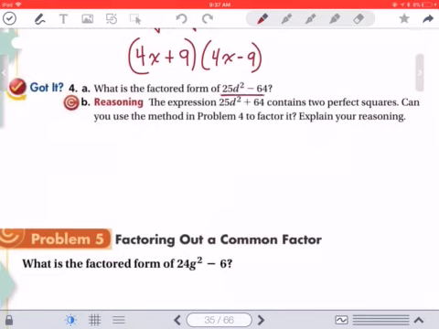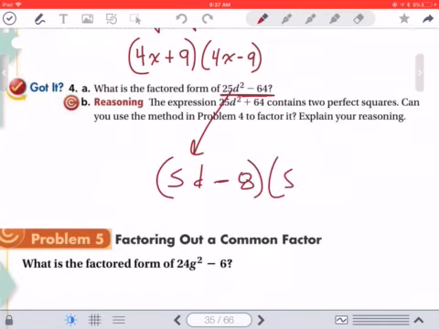You can try this one, pause it real quick, try that one. After you've paused it, you can see that the square root of 25 is 5, and the square root of 64 is 8, so it's 5d minus 8, 5d plus 8. And it says the expression, let's look at this other part.